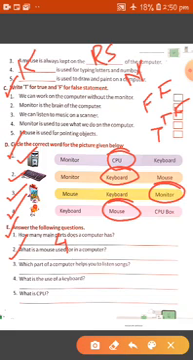Which part of the computer helps you to listen to songs? Speakers help us to listen to songs. What is the use of a keyboard? A keyboard is used to type in numbers and letters to the computer. What is CPU? CPU is called the brain of a computer. It controls all the other parts like mouse, monitor and keyboard.